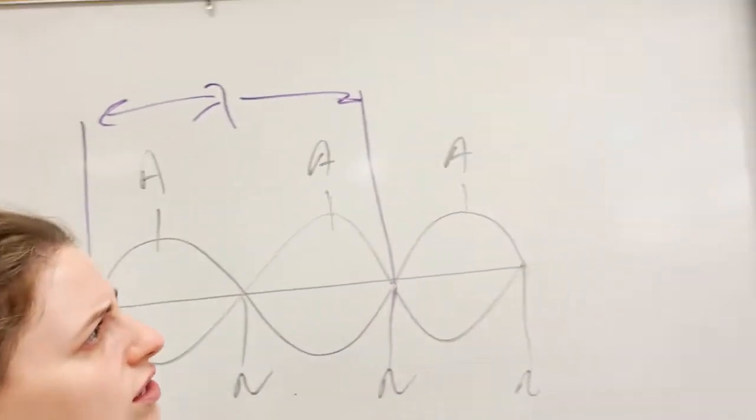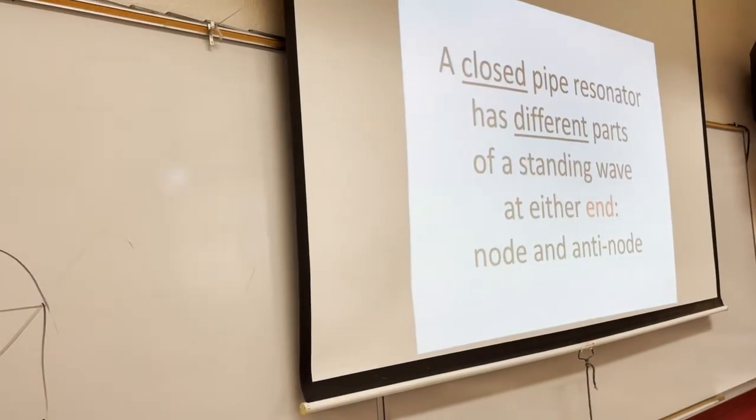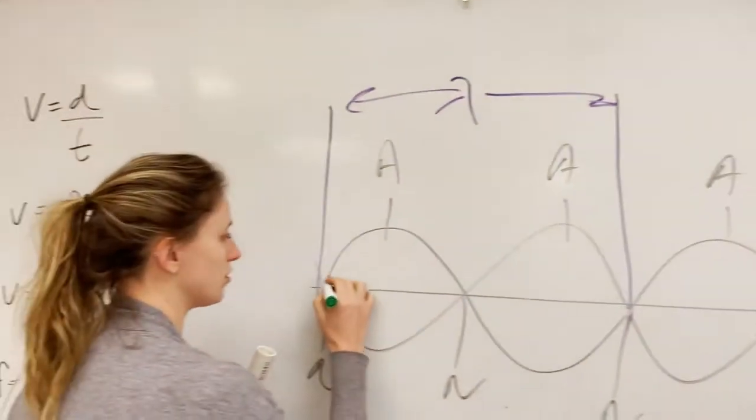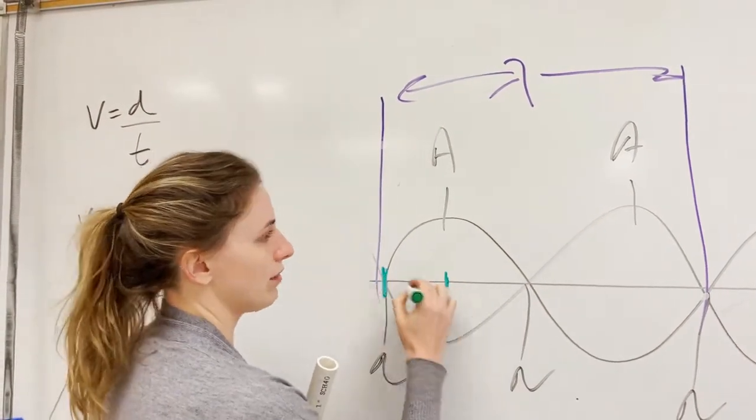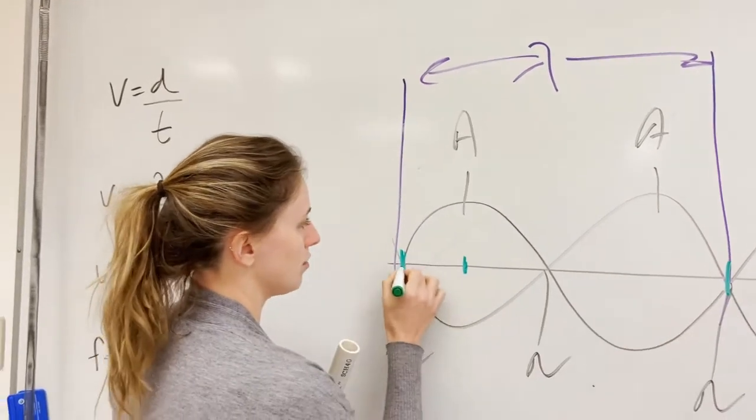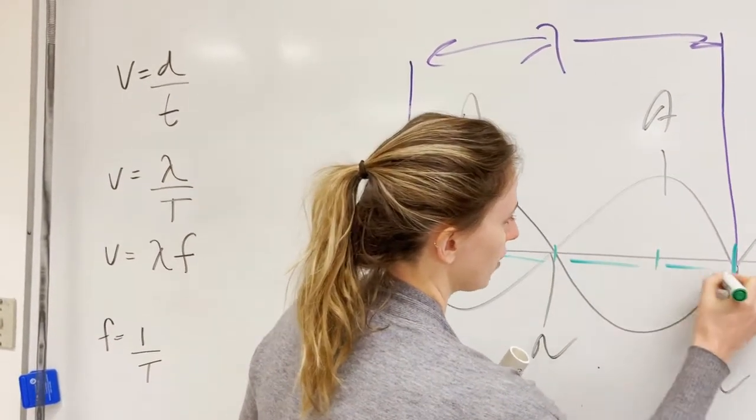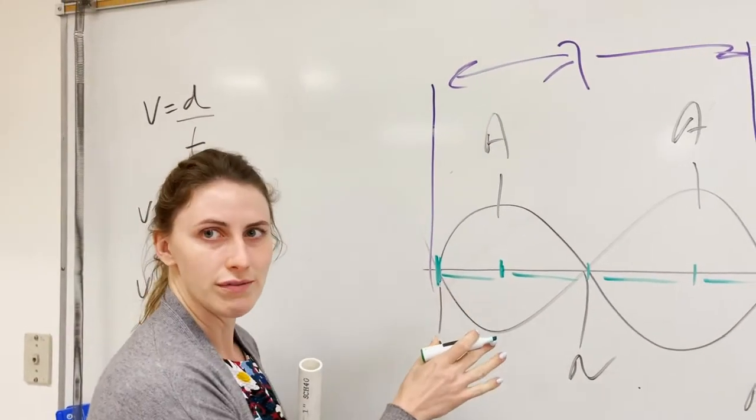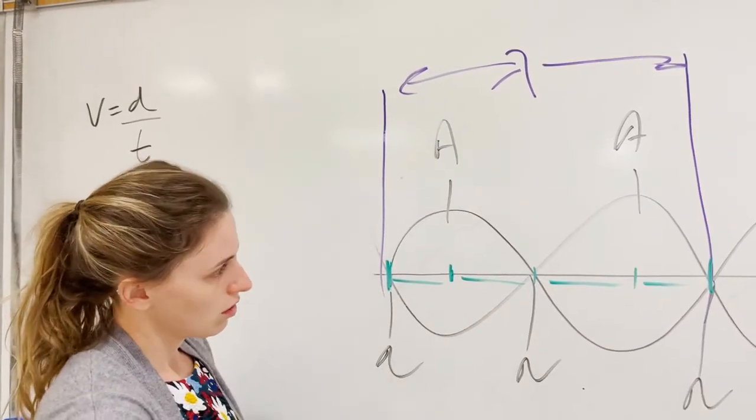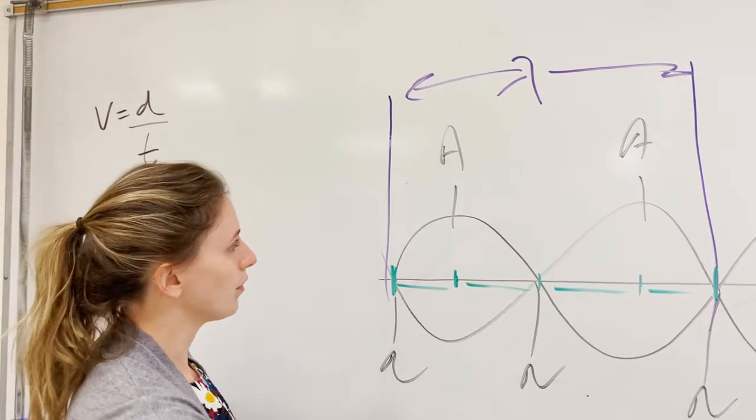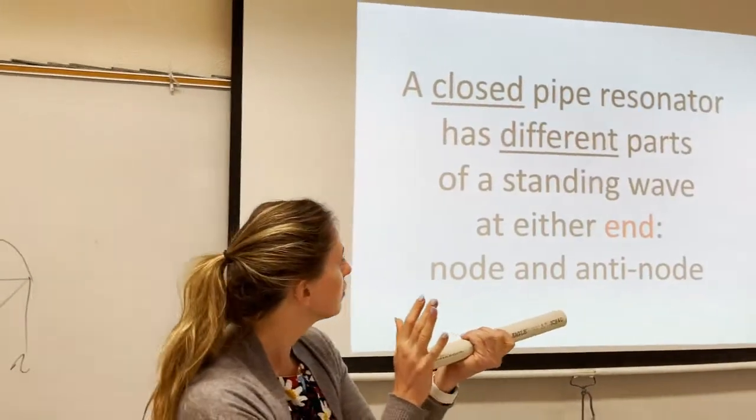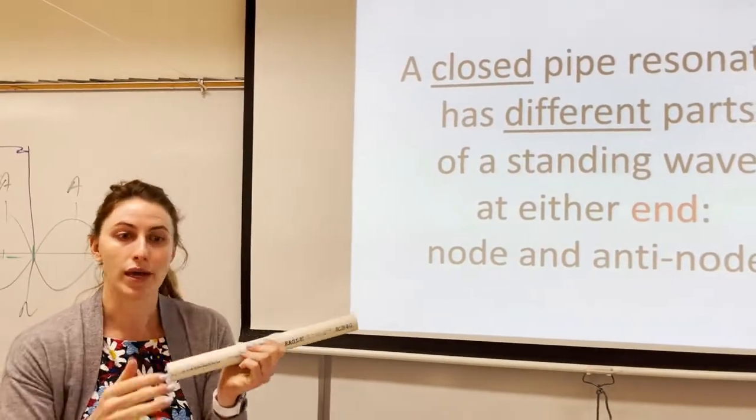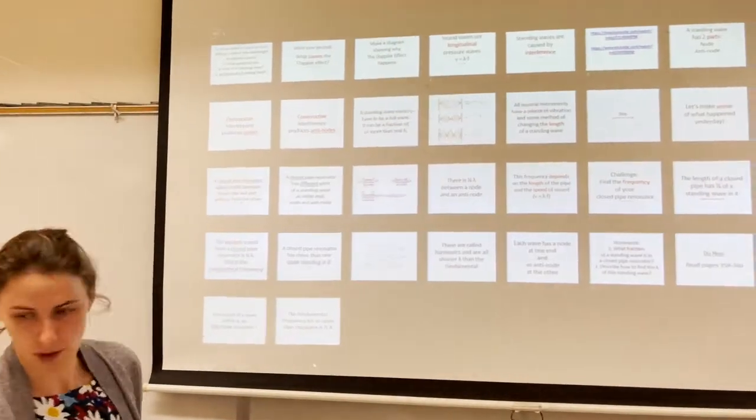A closed pipe resonator has different parts of a standing wave at either end. It has a node at one end, so here's a node, and an antinode at the other end. So if my wavelength is from here to here, one, two, three, four, that's going to be one quarter of a wavelength. How much of a wave is between a node and an antinode? It's one quarter of a wavelength. So when we're talking about a closed pipe resonator, there will always be a node at one point and an antinode at the other. That's the whole lesson, boys and girls.